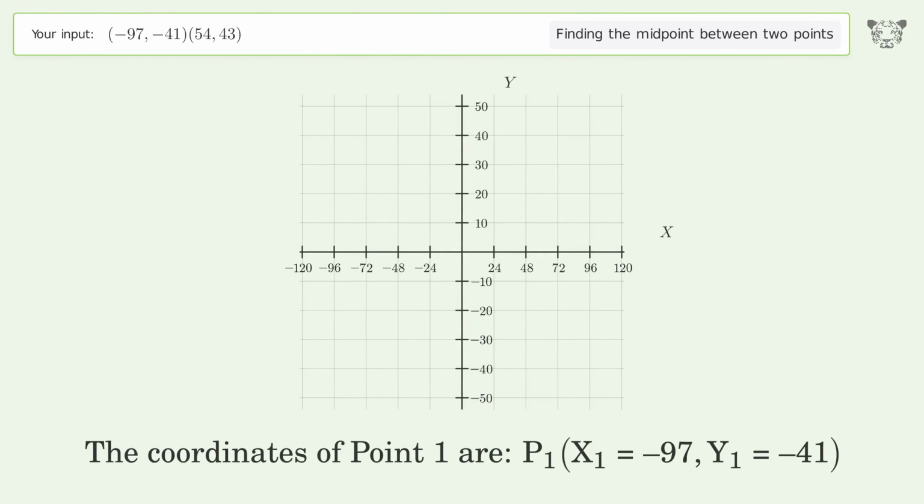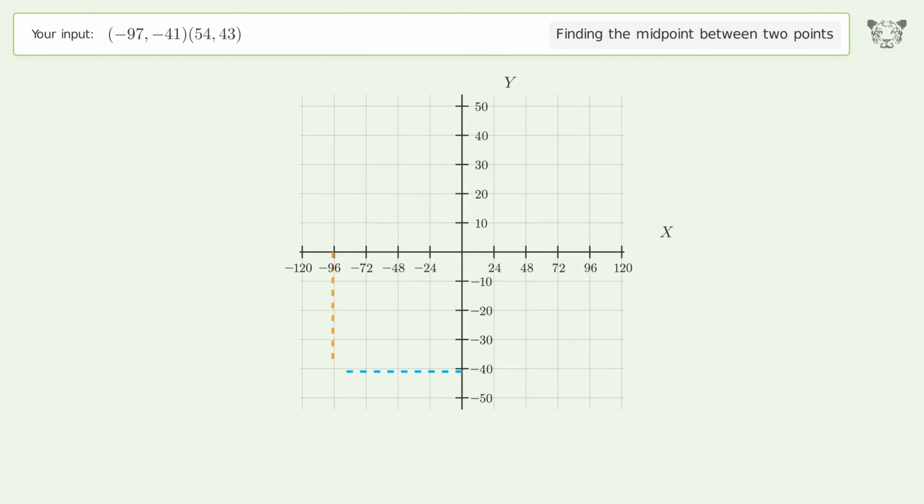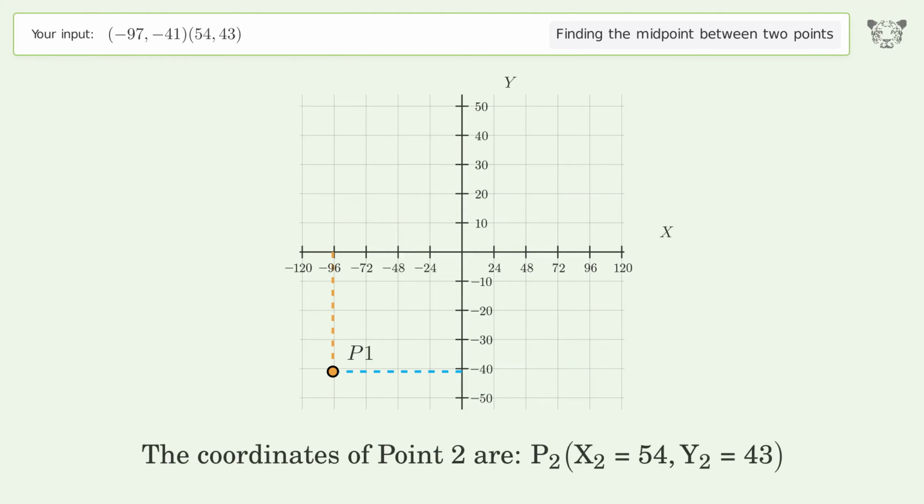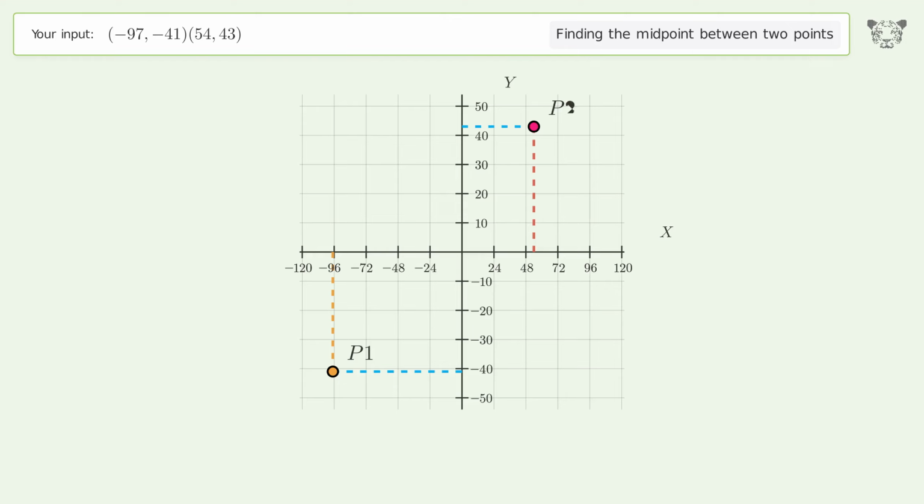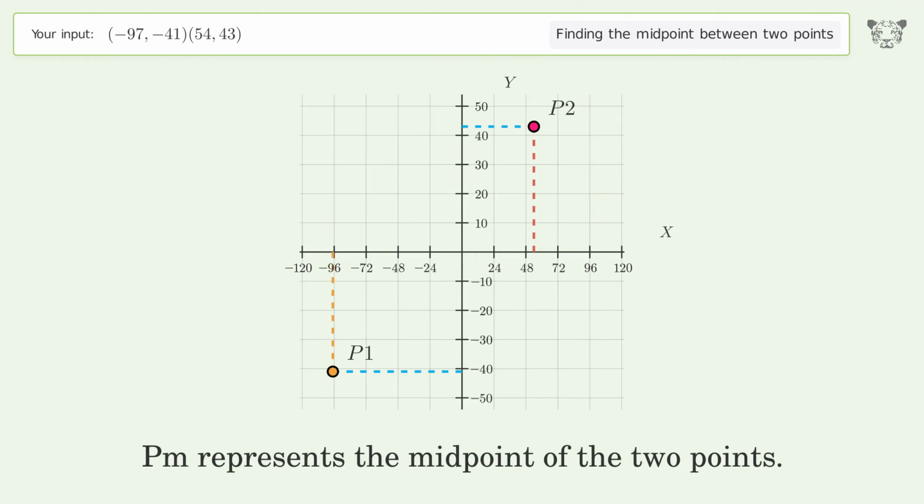The coordinates of point 1 are, x1 equals negative 97, y1 equals negative 41. The coordinates of point 2 are, x2 equals 54, y2 equals 43. PM represents the midpoint of the 2 points.